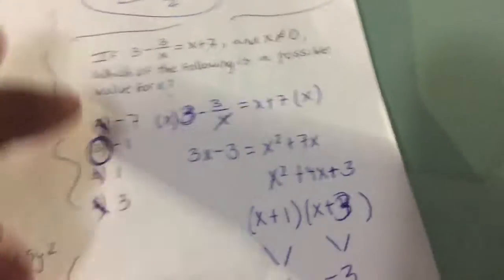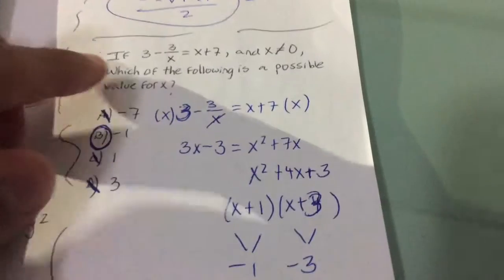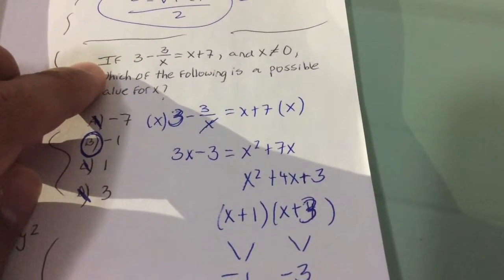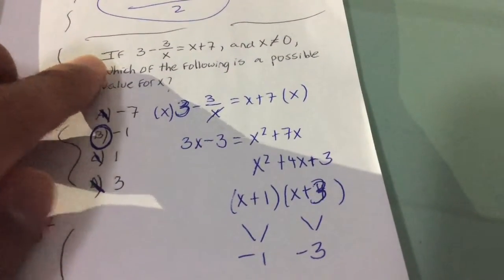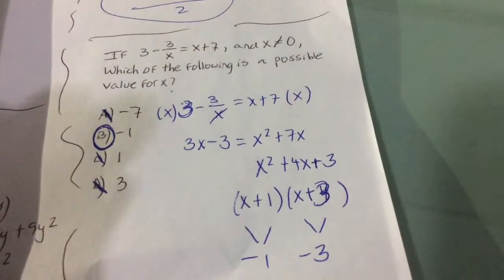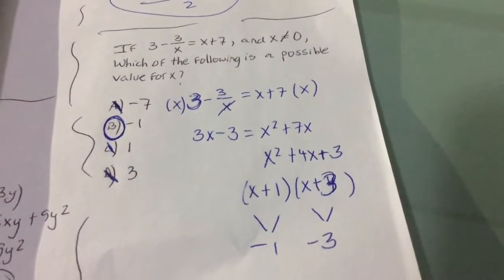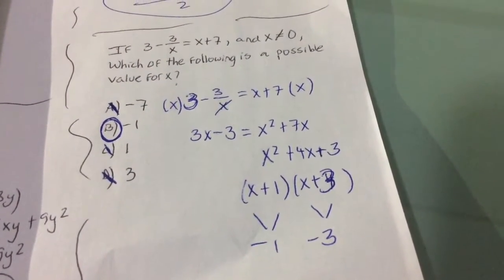Let's continue. And this is the last problem. If 3 - 3/x = x + 7 and x is not equal to 0, which of the following is a possible value for x? Guys, this is very easy.